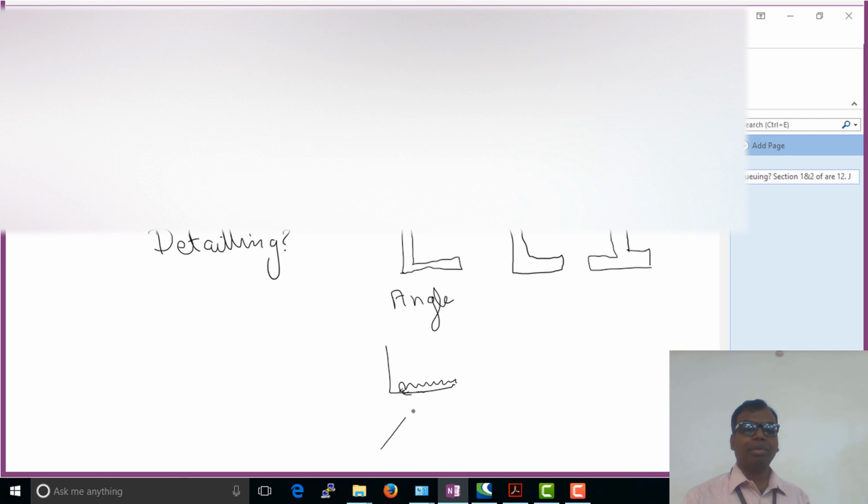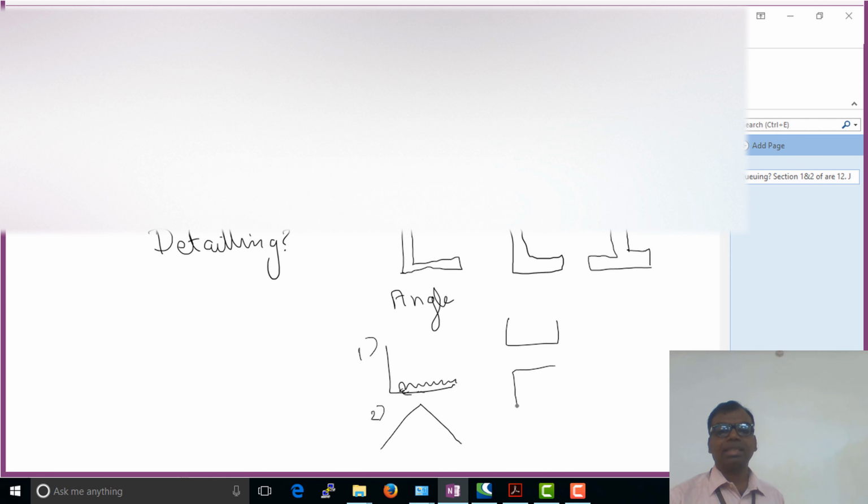Instead of that, you could probably detail this like this. You could probably keep the section like this. Area of cross section is the same. In case 1 and case 2, area of cross section is the same. But the chance of corrosion is much higher in number 2. Again, in a channel, you can keep the channel like this, like this, and like this. So 1, 2, 3. Which will handle corrosion better?